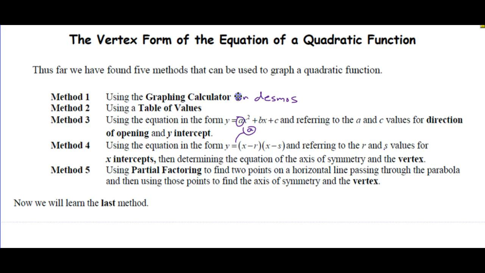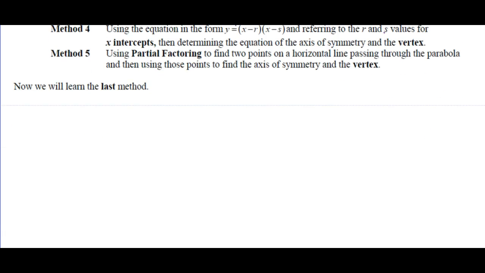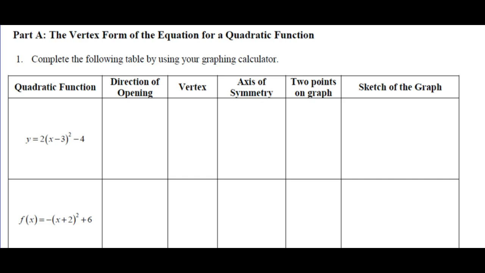Now we will learn the last method. It was not on that page. The vertex form of the equation for a quadratic function. So there's one more form, and this is what it looks like. And its vertex form means, looking at this, we can read the vertex, right? We can just look at that equation, say the vertex is at, boom, and give the coordinates. But before we get there, which way does this thing open? It opens up. How do we know? Because the a value, which is the number in front, is positive.